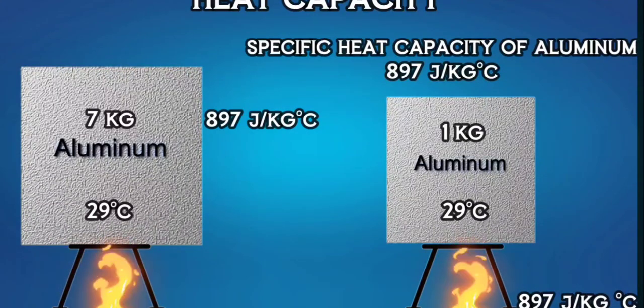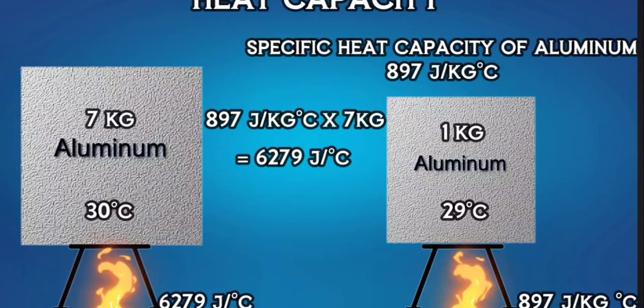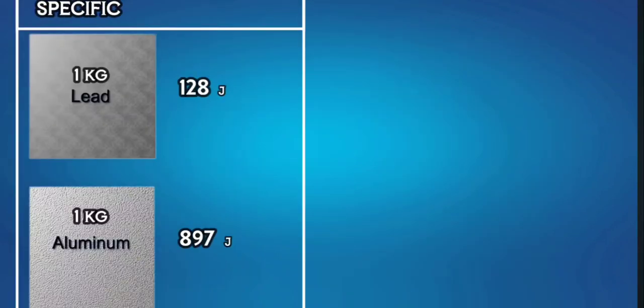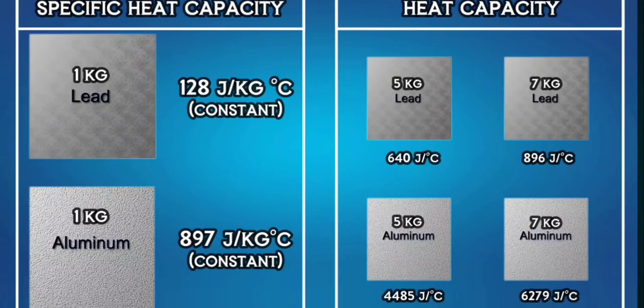So, to raise the temperature of the 7 kilogram aluminum material by 1 degree Celsius, it is 897 joule per kilogram degree Celsius, multiplied by 7 kilograms, which is equal to 6279 joule per degree Celsius. This is the heat capacity of a material. Specific heat capacity is a constant value for a particular material, so it doesn't change. However, heat capacity depends on the material's mass and therefore can change.